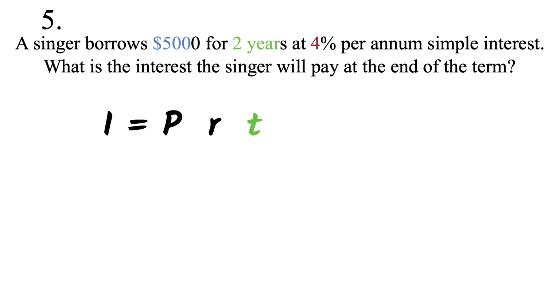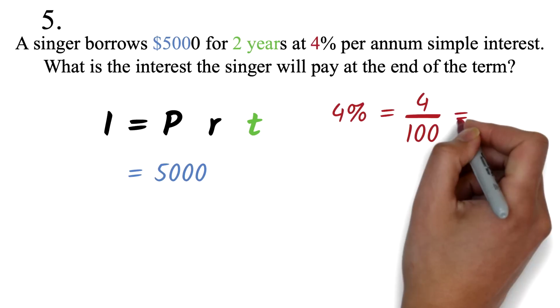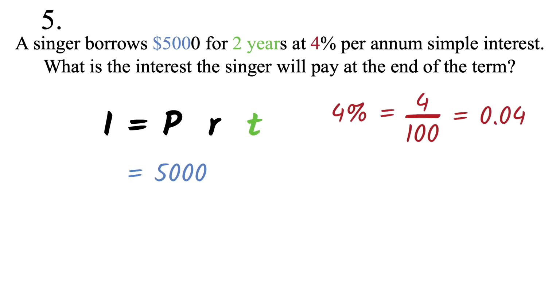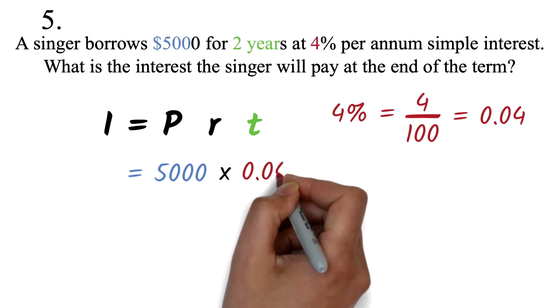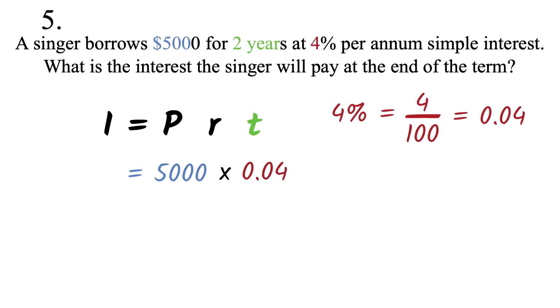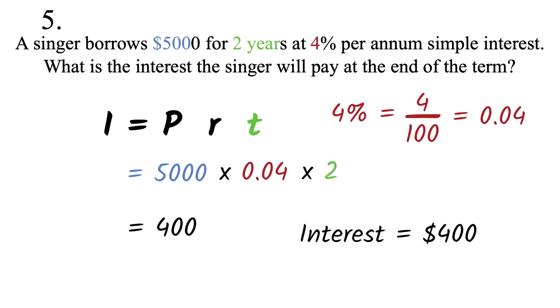Here, the principal is $5,000. The rate is 4%. We convert it to the decimal form. 4% is 4 divided by 100. This is the same as 0.04. So we multiply this by 0.04. The time is 2 years, so we have times 2. We compute this on the calculator. 5,000 times 0.04 times 2 to get 400. So the interest the singer will pay is $400.